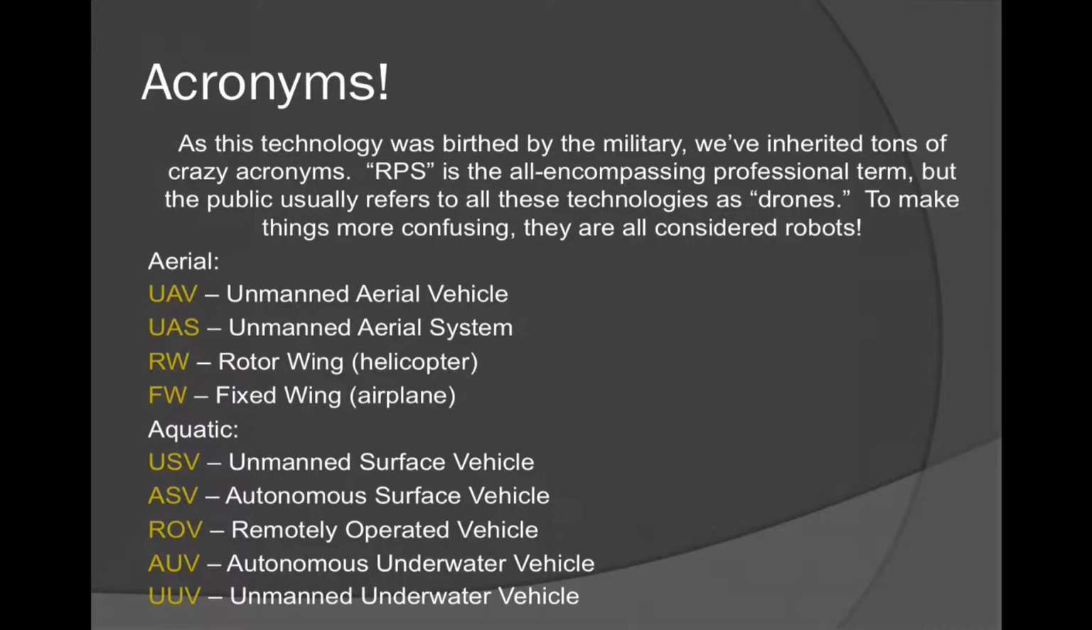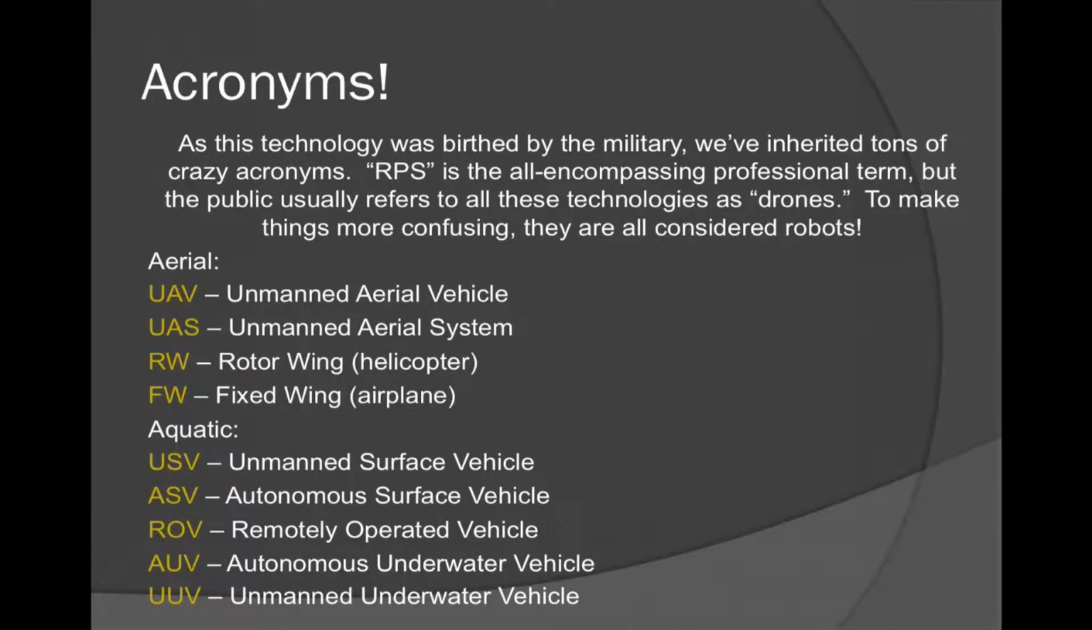You have aquatic ones, which are USV, unmanned surface vehicle, which is what that boat back there would be considered. Autonomous surface vehicle, which is one that's able to pilot itself. ROV, which is a remotely operated vehicle, which is confusing because technically any of these could be a remotely operated vehicle. And then we have AUV, an autonomous underwater vehicle, and then the UUV, which is an unmanned underwater vehicle. And there's actually much more than just these.